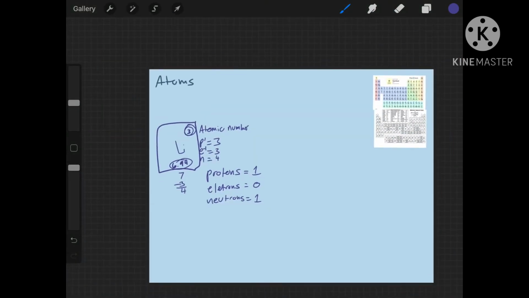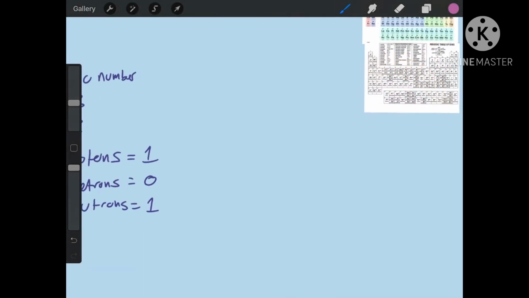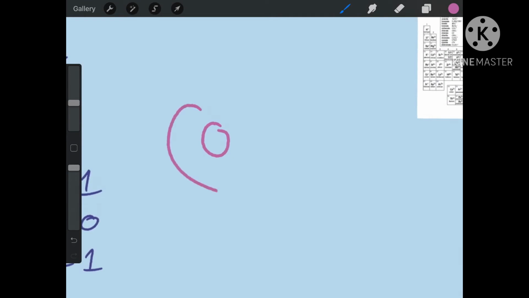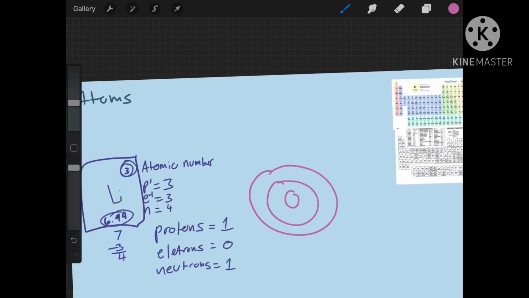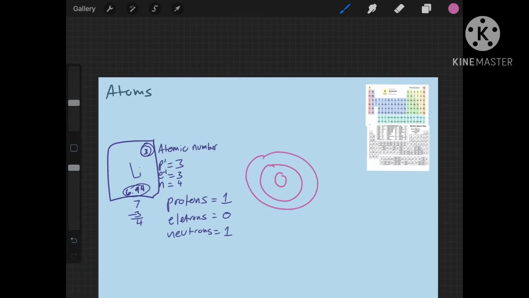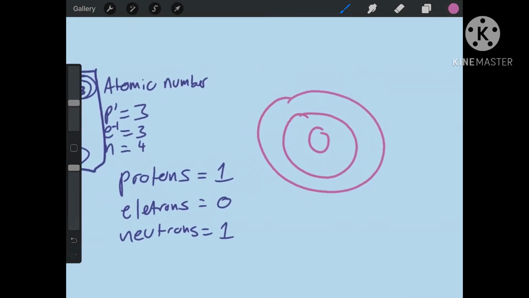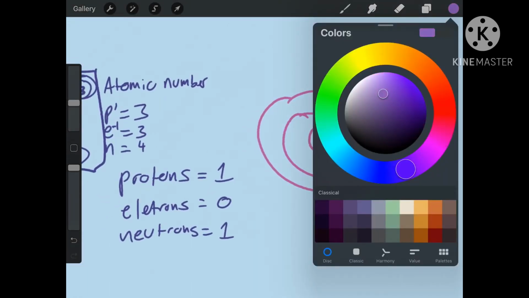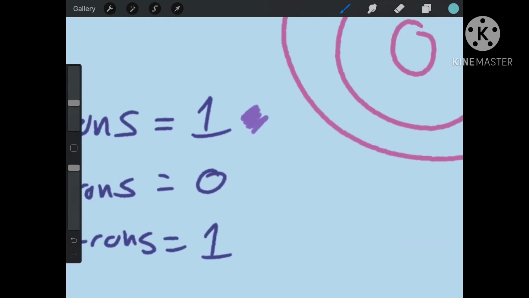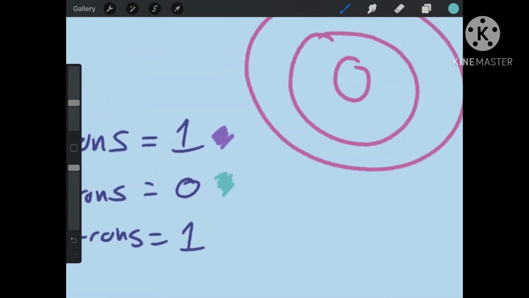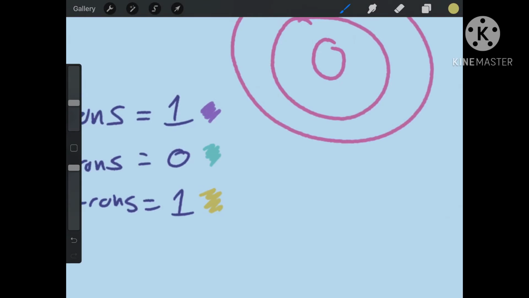So the structure of an atom. We have the nucleus and then shells that go around it. The shells hold the electrons. So you've seen the stereotypical atom, and that's basically what it is, but we flatten it out so we can better visualize things. So let's color protons purple, electrons the cyan color, and neutrons this brown, yellowish color, right?